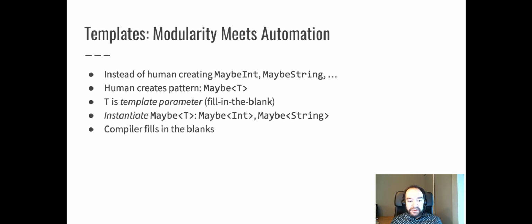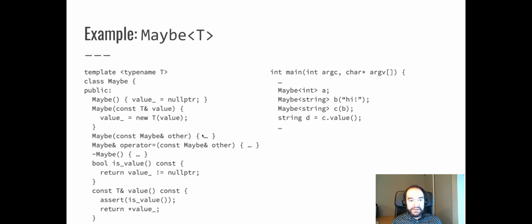The compiler does all the work of filling in these blanks, and this achieves that automation that I talked about earlier. If I do maybe int, the compiler will go through and look for every time T occurs and substitute int in for T. And as a programmer, I don't have to do that manually. So we've achieved this kind of automation that we wanted.